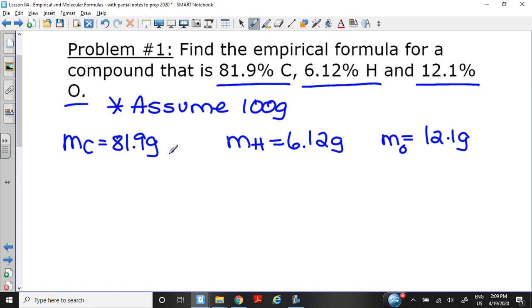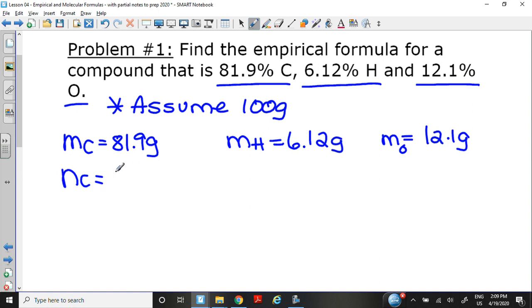Now, this gives me amounts in masses, but in a chemical formula, I need number of atoms. And what relates mass and number of atoms? It's the mole. So before we can actually get to the formula, we need to convert our masses into moles. So how do we do this here? We know how to do that. We learned that earlier on. We can find the number of moles using molar mass.